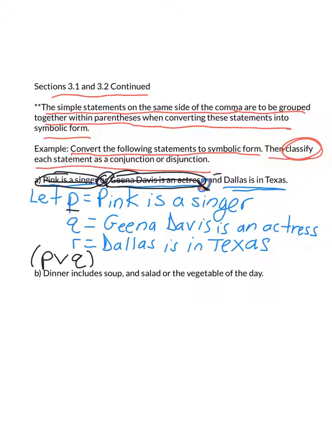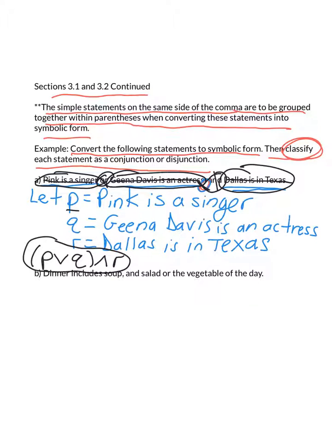And then I took care, check, of the comma. After the comma, we see the word and, which is the up arrow, the conjunction. And finally, Dallas is in Texas was the letter R. So I'm circling the final answer in black: parentheses P or Q, close the parentheses, and R. It is definitely important, we're going to see later in the chapter when we do truth tables, that we put parentheses in when you see 3 or more ideas. You put the parentheses around the letters that represent the ideas that are on the same side of the comma.